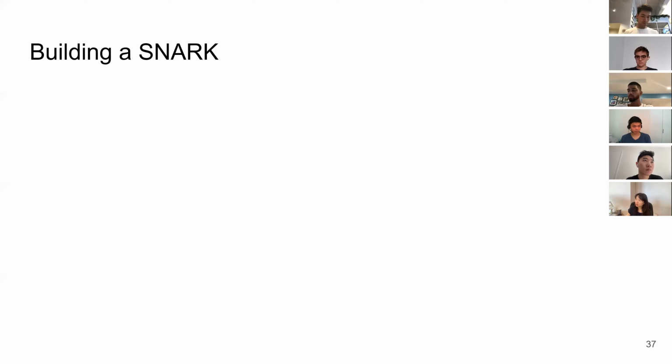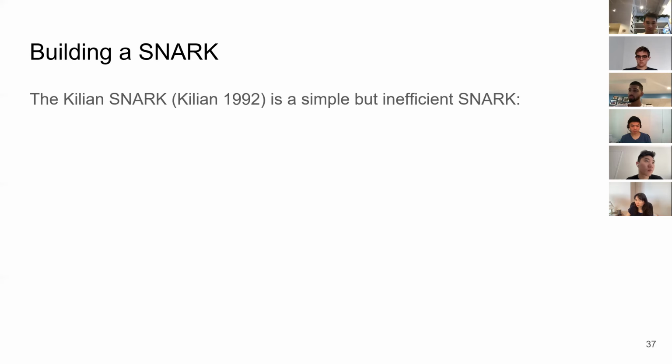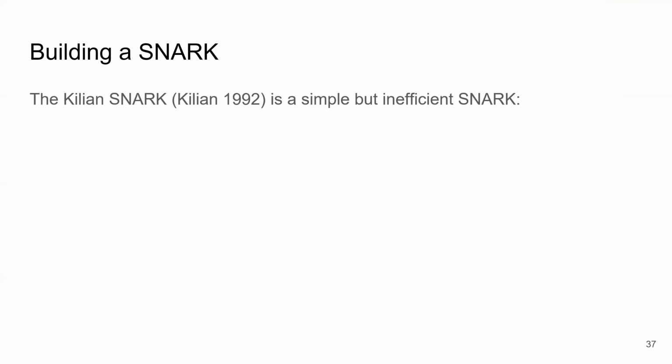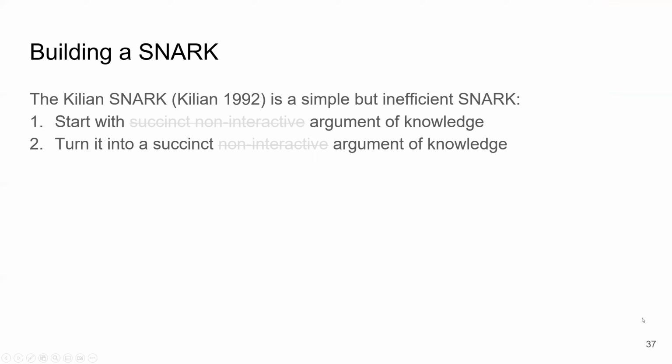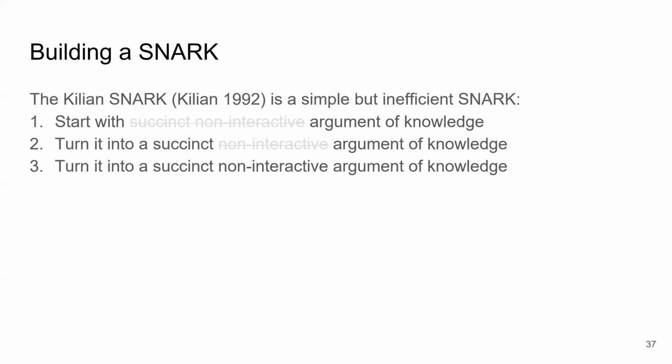So the first thing we're going to do in building a SNARK is build the Kilian SNARK. The Kilian SNARK was invented by Kilian in 1992, and it's very simple, but it's a very inefficient SNARK. So no applications today use the Kilian SNARK, but it's the easiest to conceptually understand and the easiest to build. What we're going to start with is an argument of knowledge that is not yet succinct or non-interactive. Then we're going to turn it into a succinct argument of knowledge that's still interactive. And then finally, we're going to turn that into a fully non-interactive succinct argument of knowledge, which will be a SNARK.